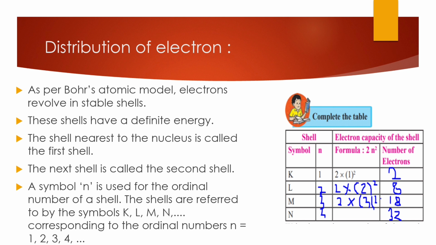Similarly, in case of the M shell, it is the third shell, so n is equal to 3. The formula is 2n square. So you will write 2 into 3 square. 3 square is 9, and 9 into 2 is 18. So a maximum of 18 electrons can be accommodated in the M shell. Similarly, you have to write for the N shell also.